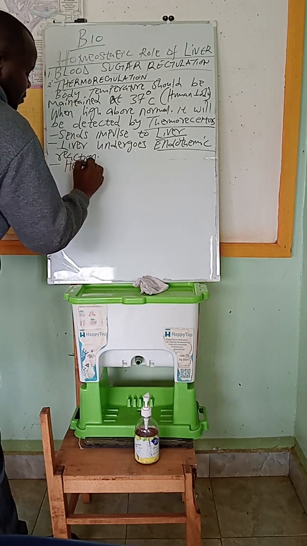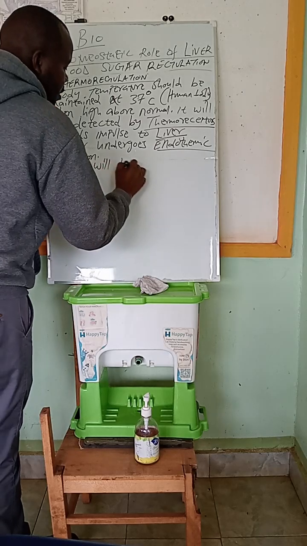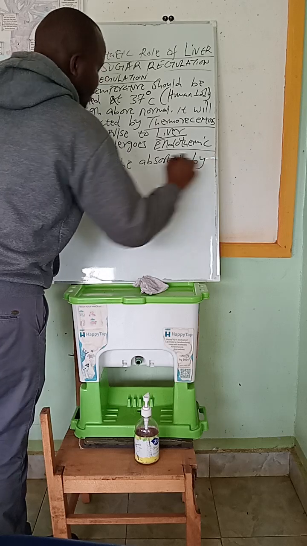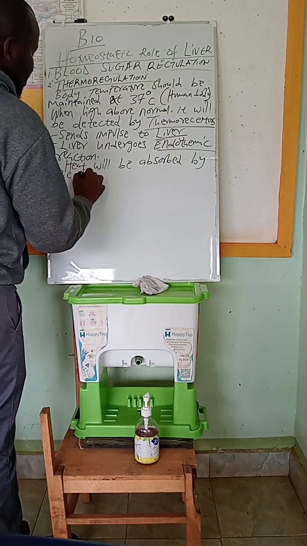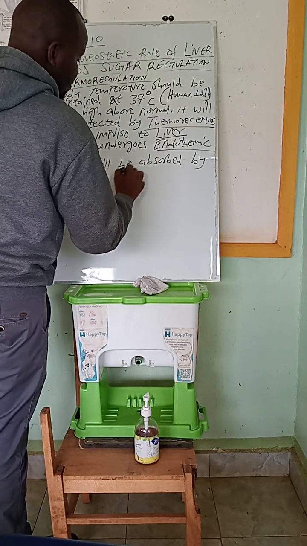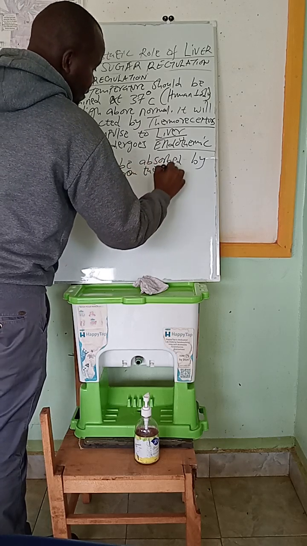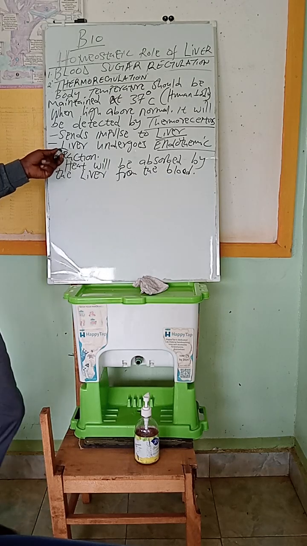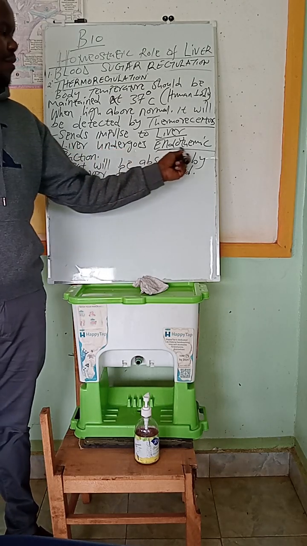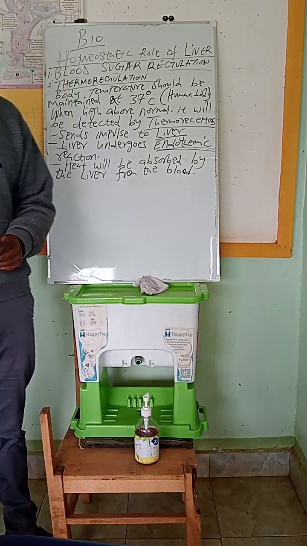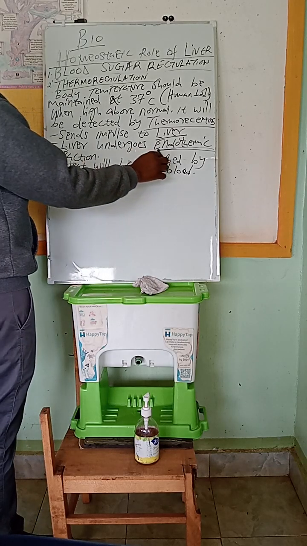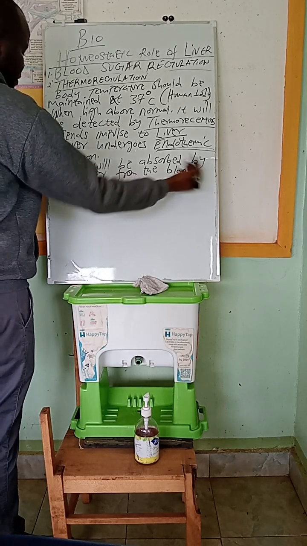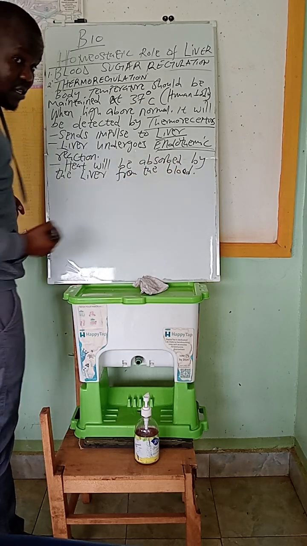It will be absorbed by the liver from the blood. We have exothermic reactions and endothermic reactions, but when the temperature is high above normal, we undergo an endothermic reaction. And what will happen? The heat will be absorbed by the liver from the blood.